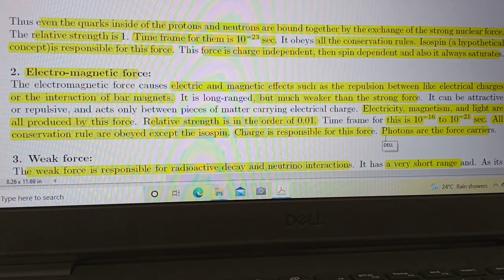So from the electromagnetic force we understand that we consider only charged particles for this force. It is weaker than the strong force but long ranged, the relative strength is 0.01, and the time frame is 10 raised to minus 16 to 10 raised to minus 21. And what about the force carriers? The force carrier for the electromagnetic force is the photon, and for the strong force it is the gluon.